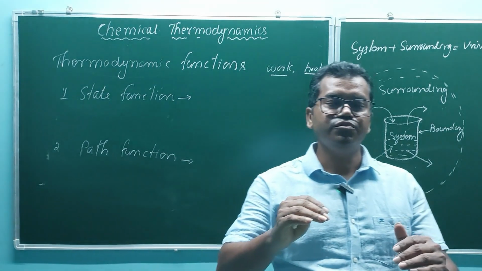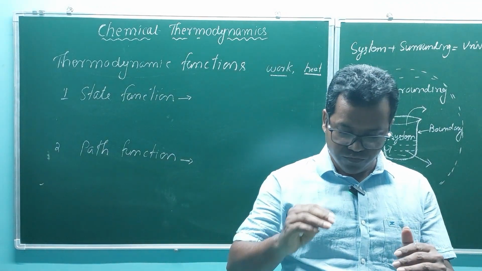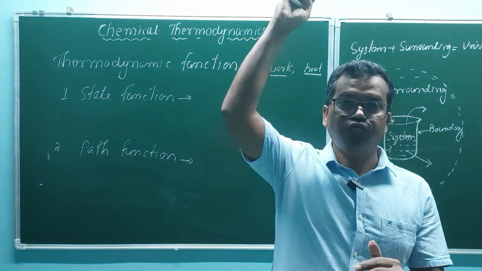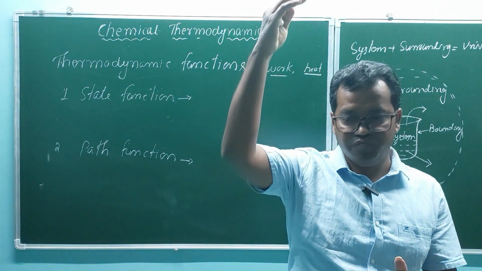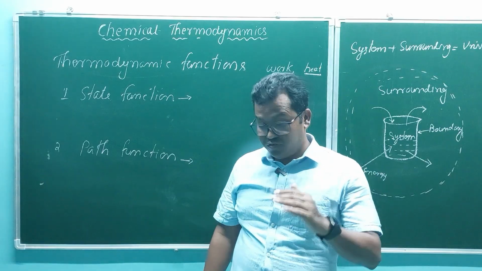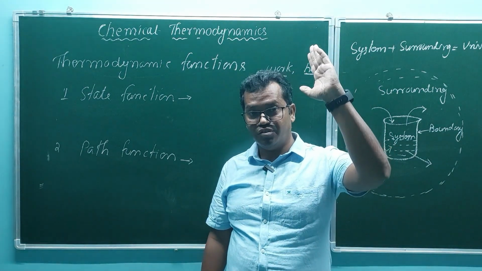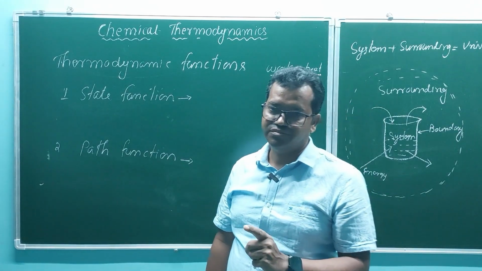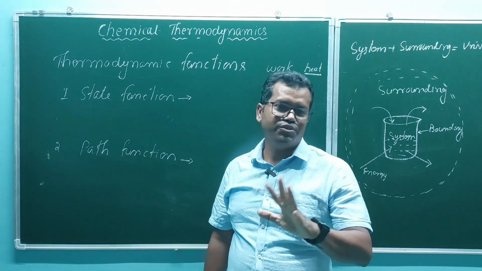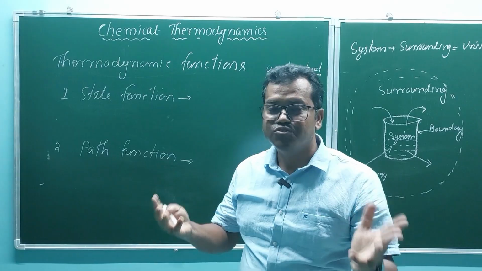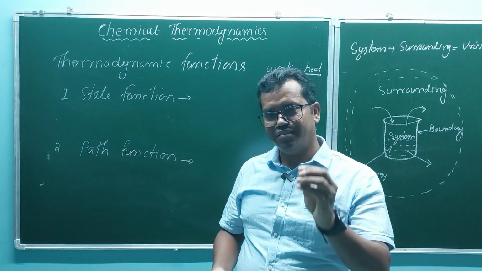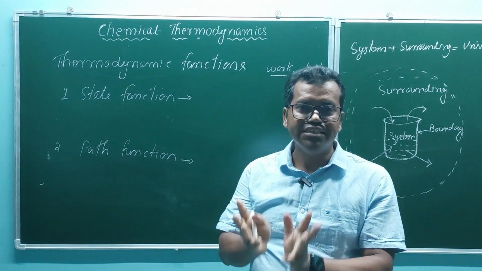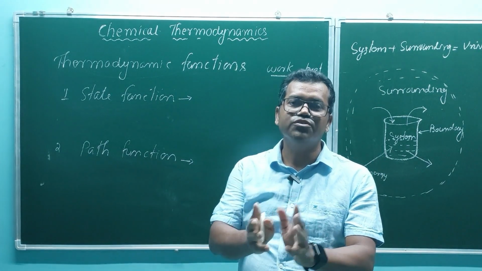Suppose we have to go from ground level, the ground floor, to the top floor of a building, the 7th floor. Ground floor to 7th floor. If you use the staircase, then you have to do a lot of work. But when you use the lift, your work is totally zero. See, the work depends on the path.